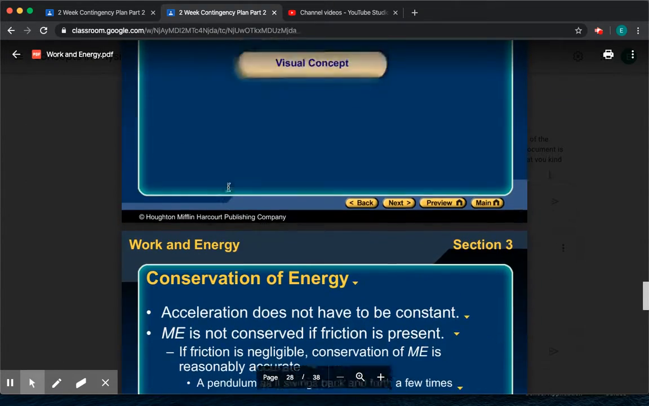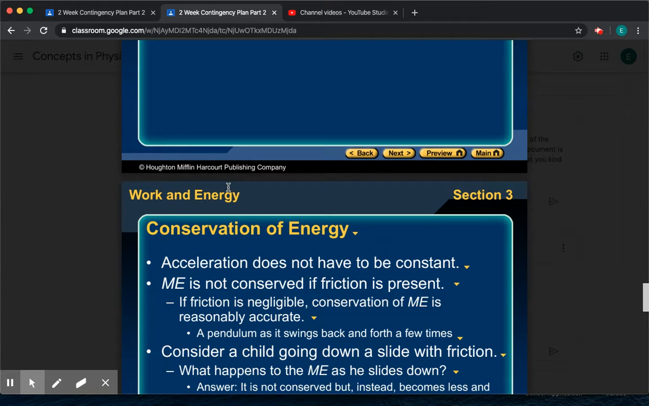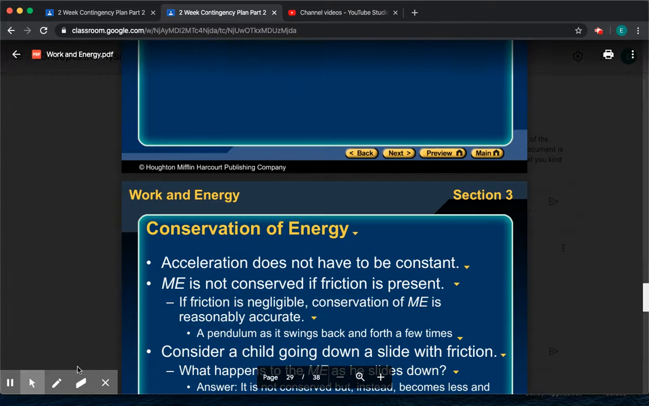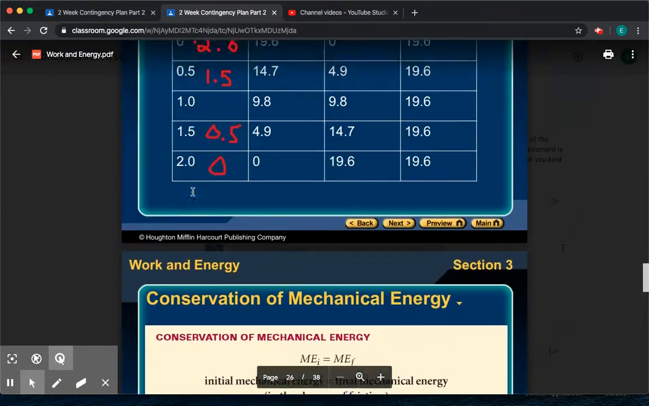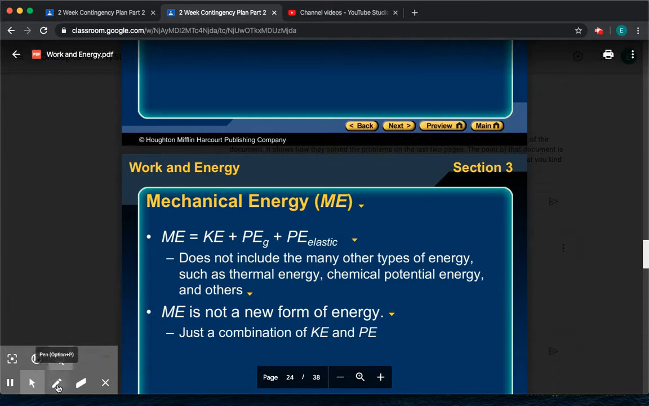What I want you to get out of this at the end of the day is just know what mechanical energy is. It's just the sum of all the motion energies, and just know where it comes from. So the kinetic, gravitational potential, and elastic. That's really the biggest part of this section that I want you to get out of this. Is just that ME is equal to KE plus PE. This is what I want you to get out of this. This is the important part.